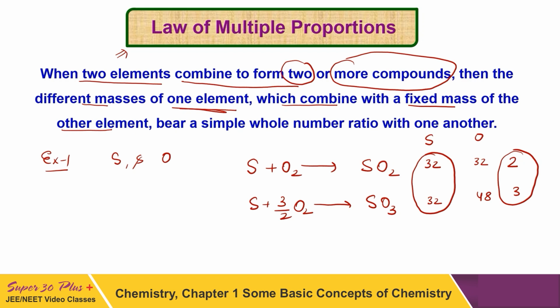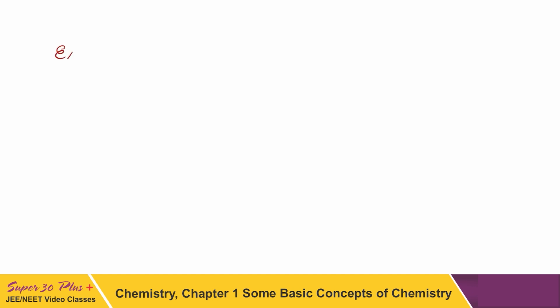Then the different masses of one element, this is the different mass of one element, which combine with a fixed mass of another element, this is the fixed mass of another element, are in the simple whole number ratio, 2:3. This is the law of multiple proportion. You can also give one more example. For example, hydrogen and oxygen now I will take. See, hydrogen and oxygen, they together form H2O and they also form H2O2. Now what is the mass of hydrogen here and what is the mass of oxygen here?